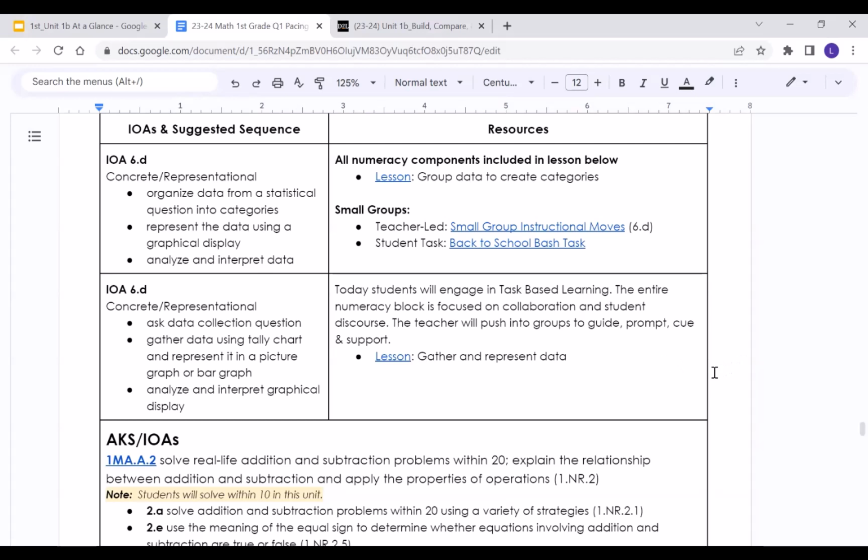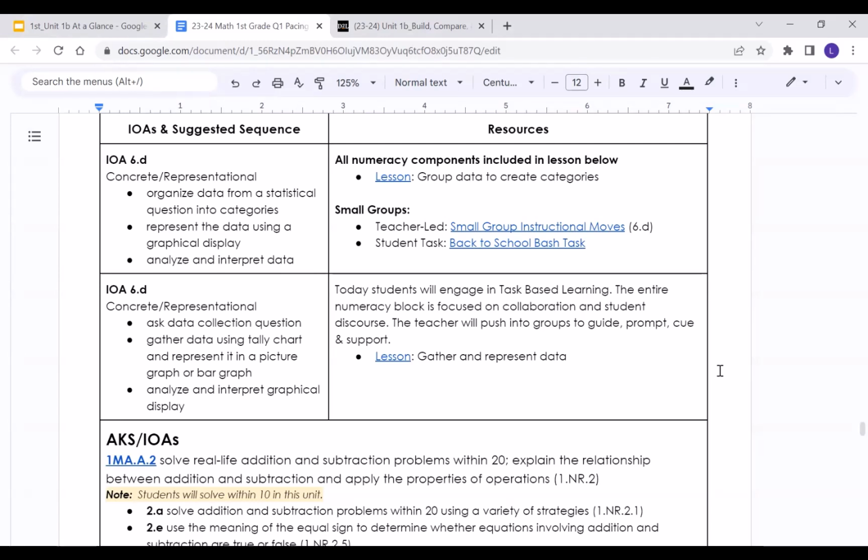For IOA 6D, we are starting with an introductory 2 days of instruction. This IOA will continue to be revisited throughout the year. As you dig into these lessons, you will notice that the focus of instruction has shifted to a more student-driven approach using the statistical reasoning framework to provide a richer, more meaningful experience with data.